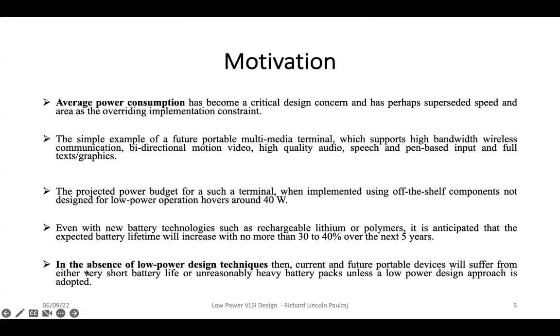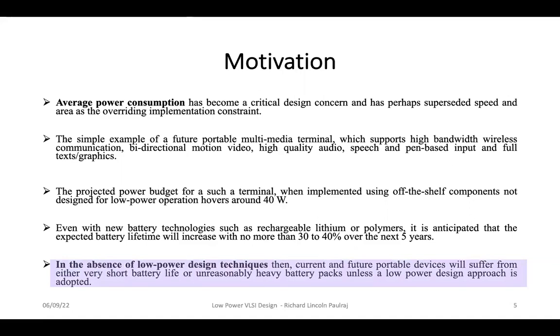In the absence of low power design techniques, current and future portable devices will suffer from either short battery life or unreasonably heavy battery packs, unless a low power design approach is adopted. Very true. Many times we don't think of low power design, but if we concentrate on it, then we are sure that our battery efficiency and performance increase.